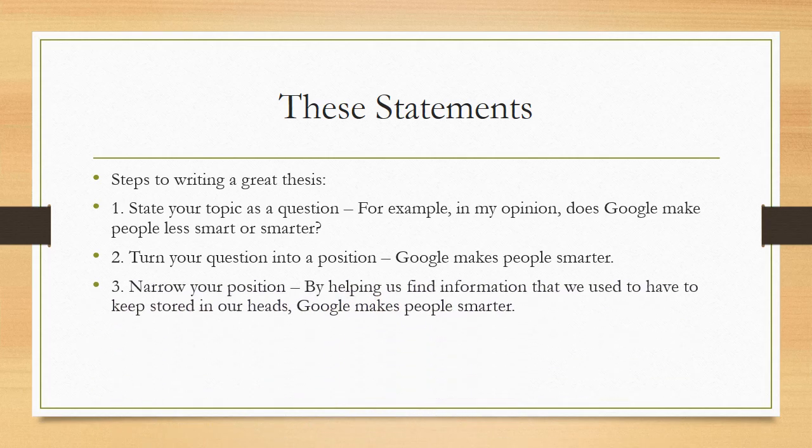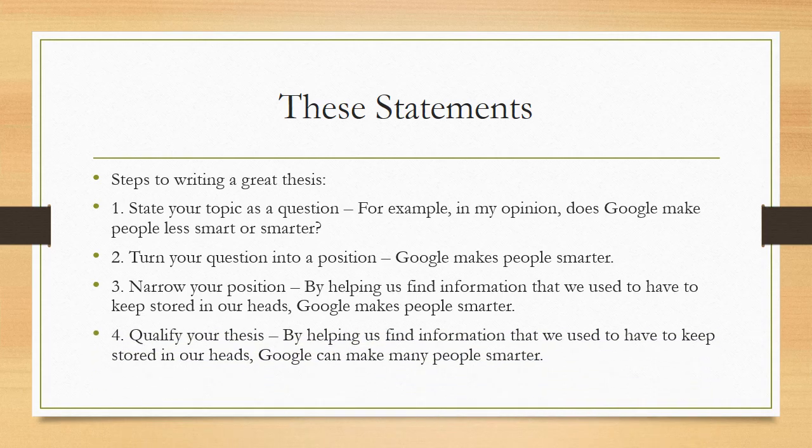Then you narrow your position. By helping us find information that we used to have to keep stored in our heads, Google makes people smarter. Really more efficient, but that's what Thompson means when he says smarter, is more efficient. So you give a reason, a rationale, and that narrows your position. It makes it specific. This is specifically why Google makes people smarter.